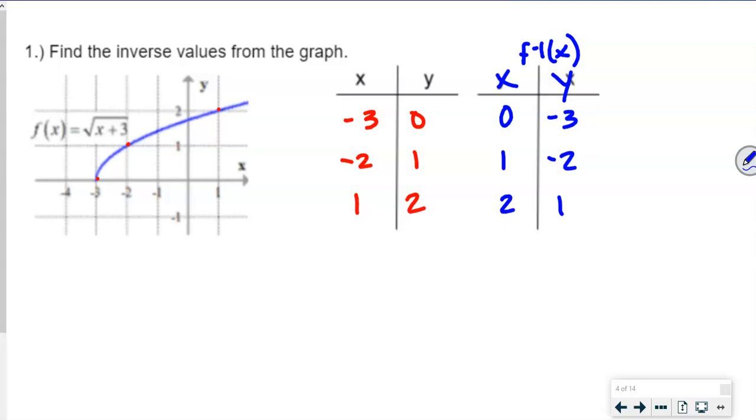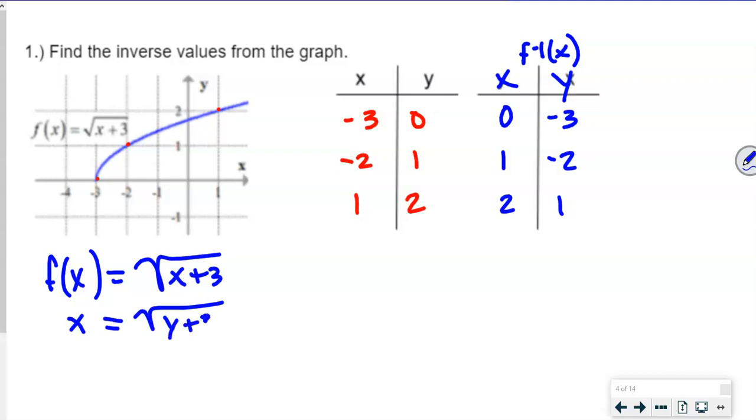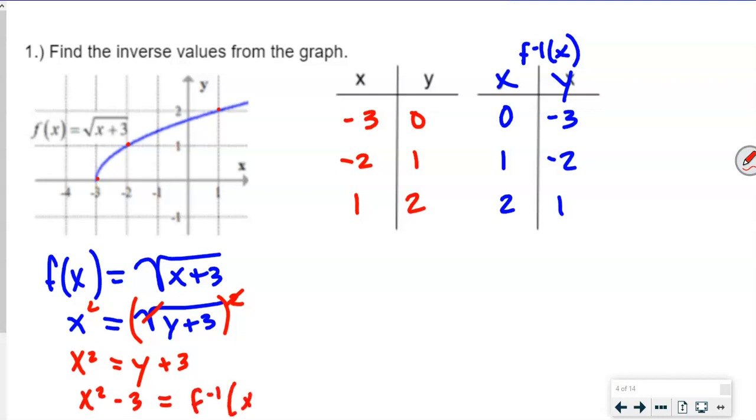Now the other thing I want to encourage you guys to do is go ahead and find the inverse of f of x equals the square root of x plus 3. To do that, we swap the x and y. So this is going to be x here, that equals the square root of y plus 3. Now what we would do to get rid of that square root is square it. So now this cancels out that, and we get x squared equals y plus 3. So then what would our inverse function be? It would be x squared minus 3. That's equal to f to the -1 of x.